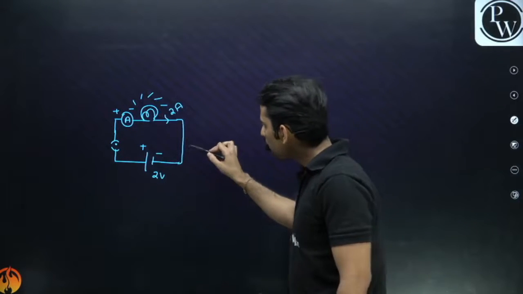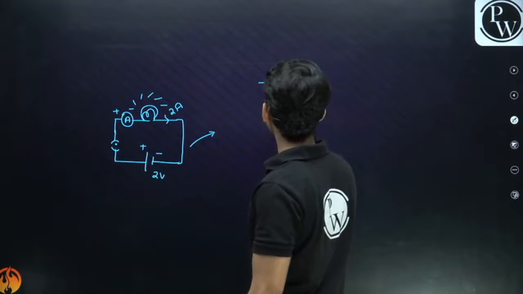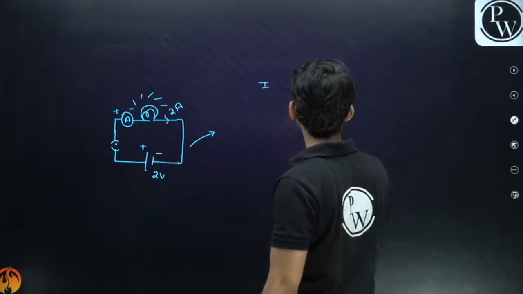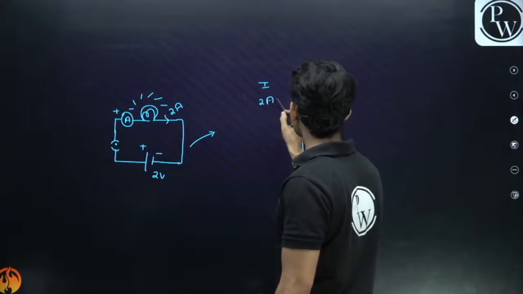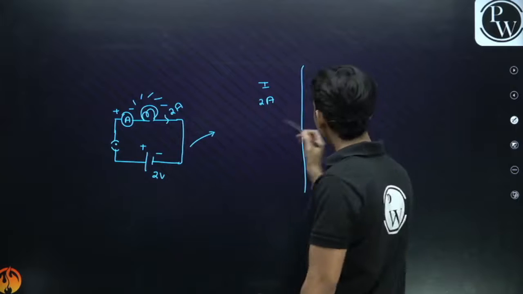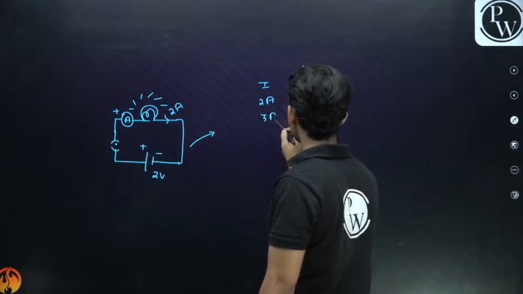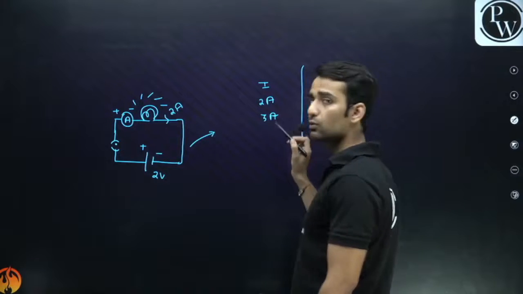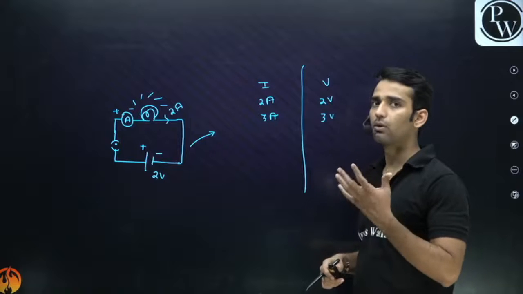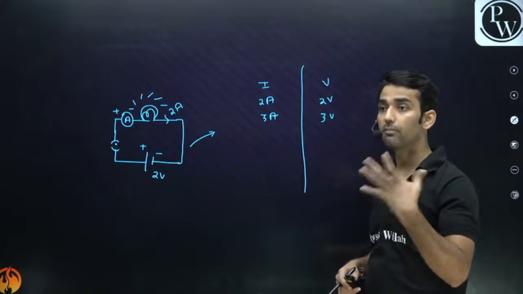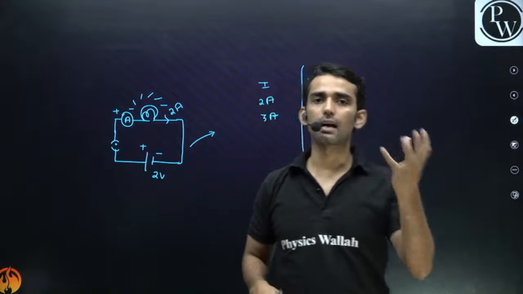Now guys, if I increase this voltage, if I draw the graph of current versus voltage: the voltage is 2 volt, the current is 2 ampere. If I increase this voltage to 3 volt, the current will become 3 ampere. The current will increase if you change the battery. If you increase the potential of the battery, we have more current. The more the charge, the more the current.